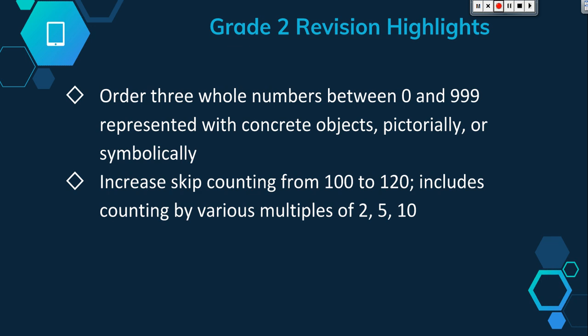They are also asked to order 3 whole numbers between 0 and 999. They may be given the numbers with concrete objects, pictorially, or symbolically with numbers. Skip counting has increased up to 120, and it includes starting at various multiples of 2, 5, and 10.